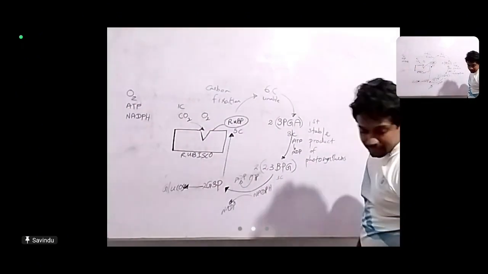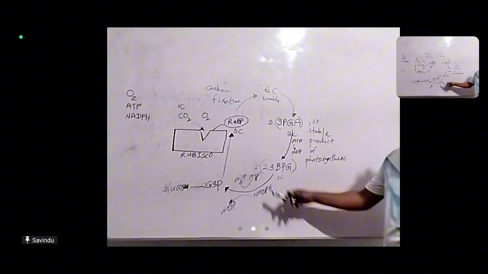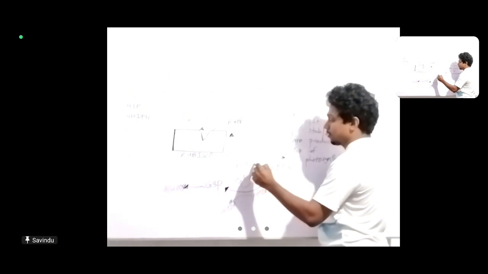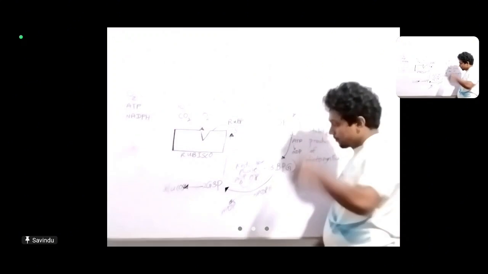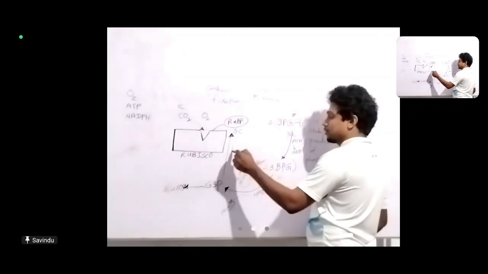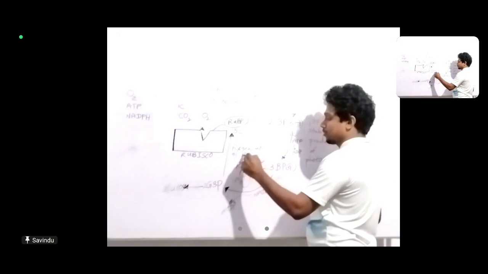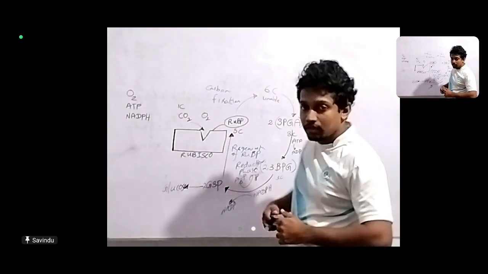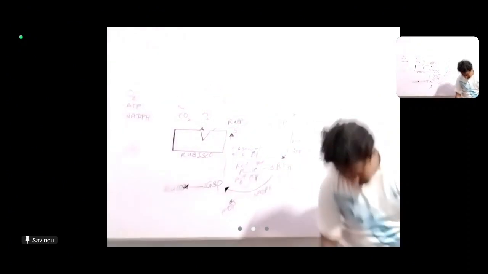First carbon fixation, then we can say this is the reduction phase. And this is the regeneration of RuBP. Okay, that is the Calvin cycle.